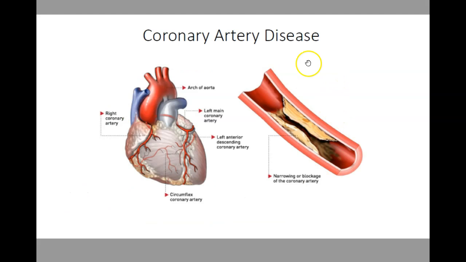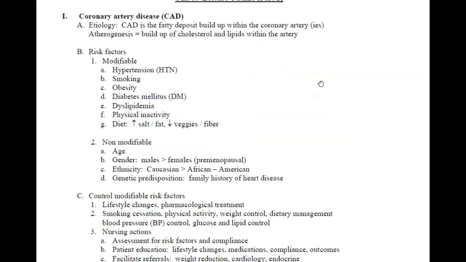So to fully understand CAD, it's very important to have an idea of the actual picture. So this is what's going on in a vessel with CAD. If you can see here, there's narrowing from the buildup, and sometimes the narrowing can become a blockage. So this is what CAD looks like. Just like other diseases, there are factors that put somebody at more risk of developing CAD.